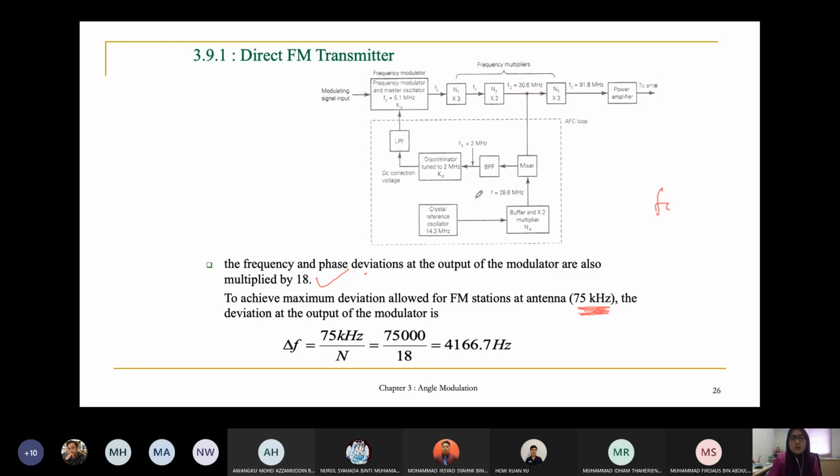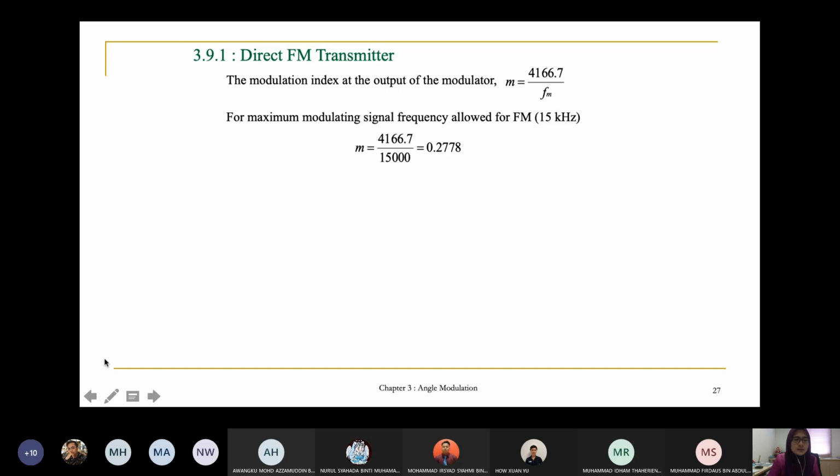Okay, and you can calculate the modulation index M. So you know that M is equal to delta F over Fm. Previously you calculated delta F equal to 4166.7, so divide with Fm. Your Fm is the maximum modulating signal frequency allowed for FM, which is 15 kilohertz. So you just divide with 15K, and you will get the modulation index equal to 0.2778.